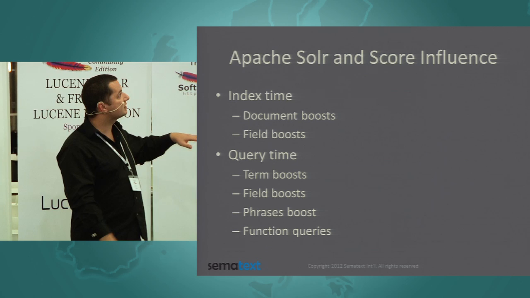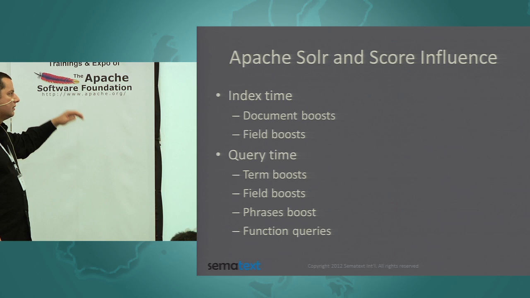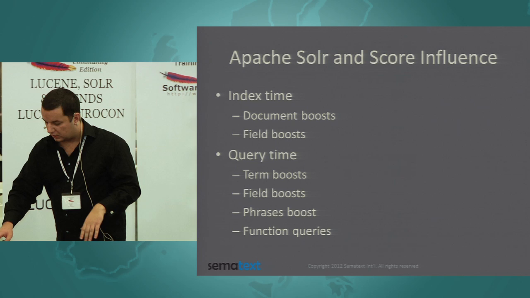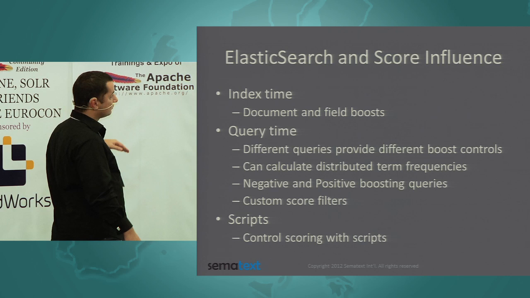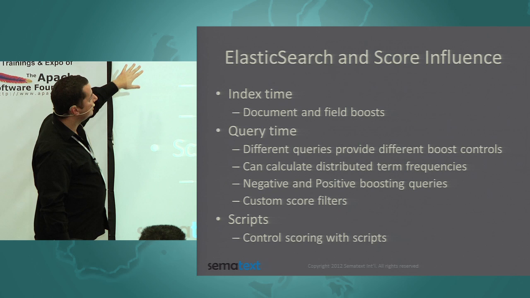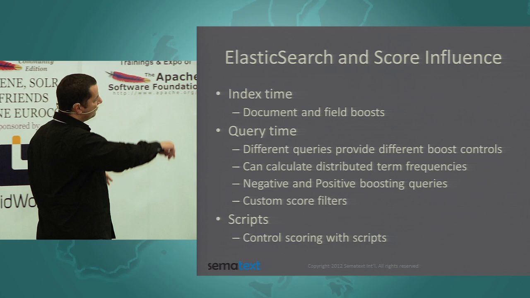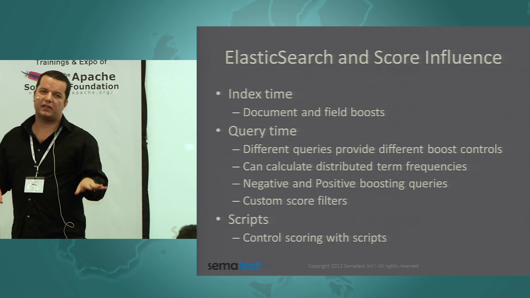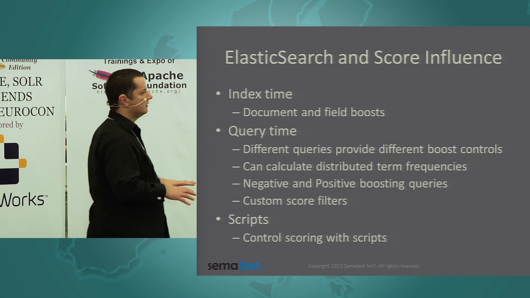So the thing is index time boosting, per document boost, per field boosting, and query time boosting like term, field, phrase, and function queries. You have all that in Solr. In Elasticsearch, you have, again, document and field boosting, and query time boosting. These are some things that are not available in Solr. Different queries provide different boost controls. You can calculate distributed term frequencies, use negative and positive boosting, and custom score filters. For example, when you choose one of the queries in Elasticsearch, you can say that if a document comes from that index, give it a boost of X.